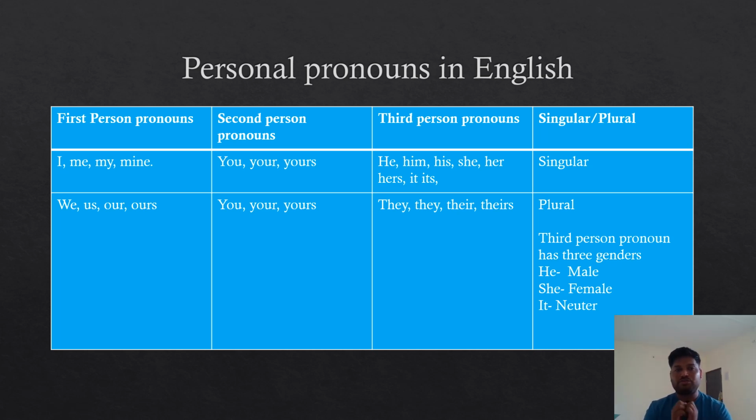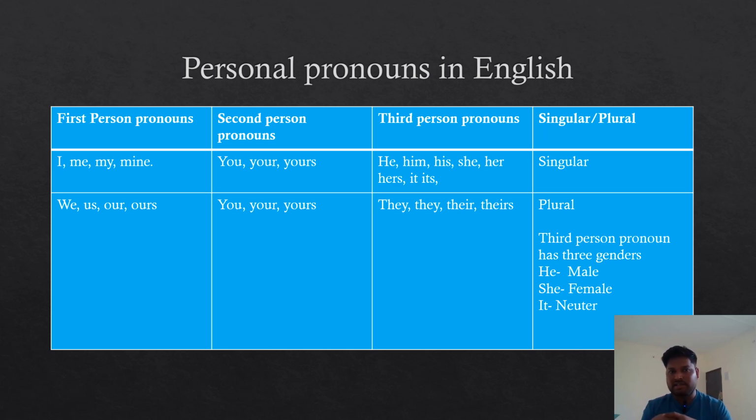So the first person pronouns are I, me, my, and mine. First person pronouns are I, me. The first person pronoun is I only. You cannot say me. Me is again the objective pronoun, but it is first person only. Then my, then mine. Again, this bifurcation will go deeper, because we'll be looking at first person, second person also, and we'll be looking at subjective and objective also. For now, let's just understand first person, second person, and third person.